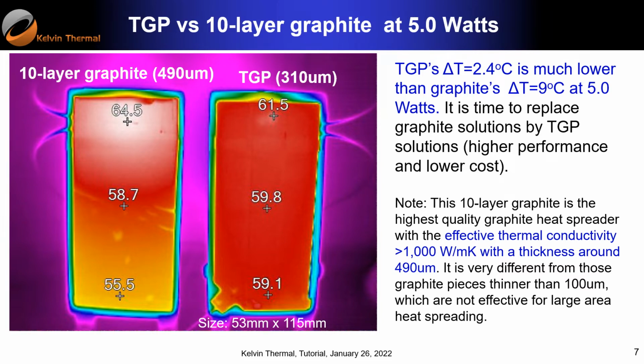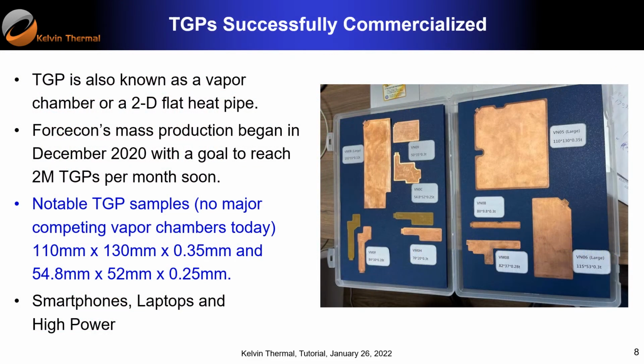Our TGP have been successfully commercialized. One of our licensees is Forcecon. It's one of the leading companies in fans, cooling fans for laptops. So they license our technology. So they mass produce our TGP in December 2020. And they are in the process to reach 2 million TGPs per month.